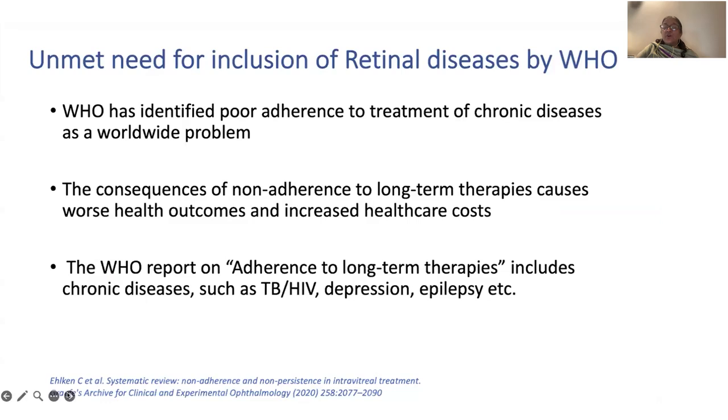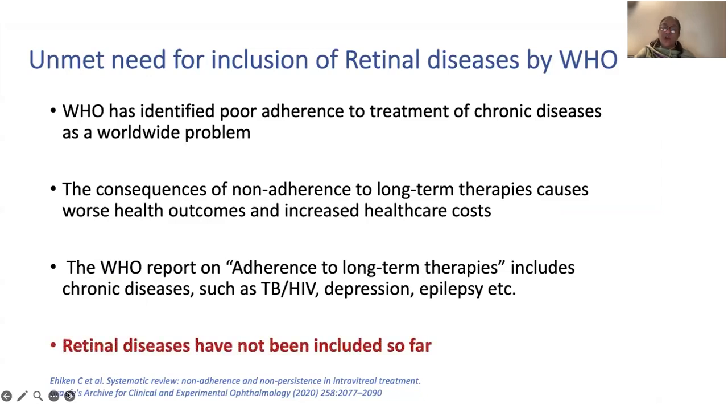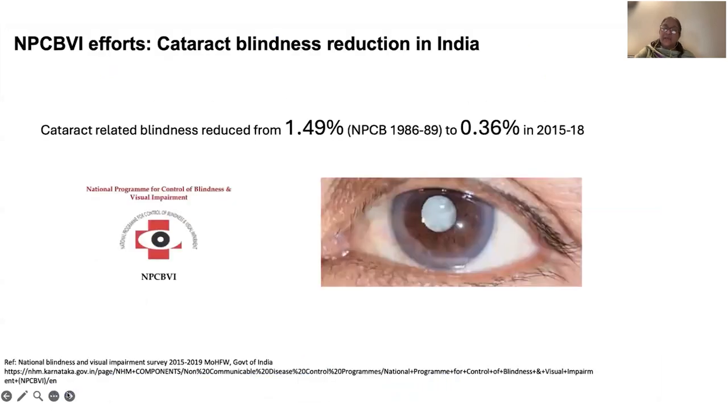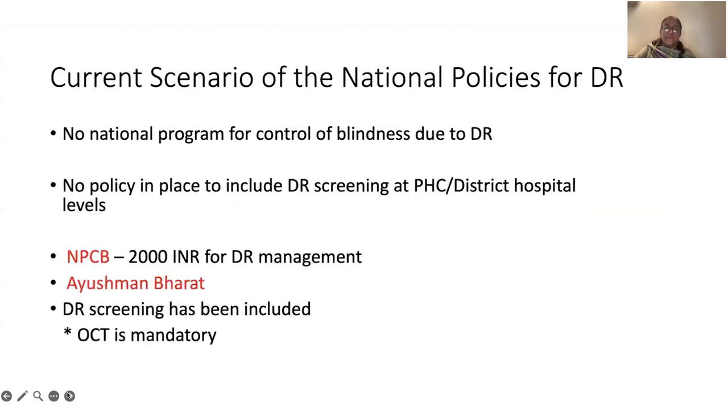So the unmet needs for inclusion of retinal diseases, including diabetic retinopathy, start right from the WHO, which has a separate area dedicated to chronic diseases. But you'll be surprised to know that this area of the WHO also does not include retinal diseases, and specifically diabetic retinopathy is not included. NPCB has also majorly focused on cataract blindness, and that has probably resulted in a major reduction of blindness due to cataract. But there is nothing as of now in NPCB focusing on blindness secondary to diabetic retinopathy. So in the current scenario of national policies, there is no national program for control of blindness due to diabetic retinopathy.